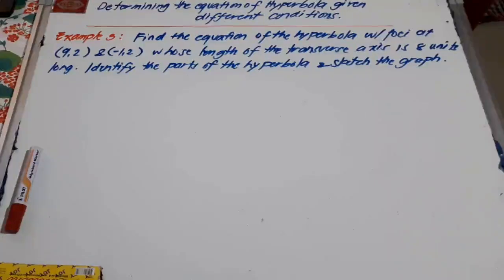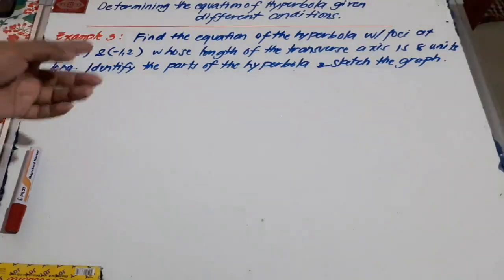Okay, today will be example number 3 in sketching the graph of the hyperbola with center at (h, k). But this time, we will get the equation of the hyperbola given some of the conditions of the hyperbola. Now, we have example number 3.